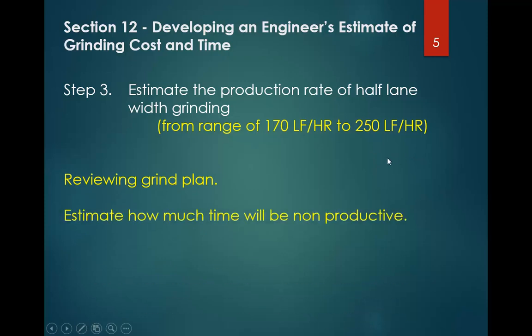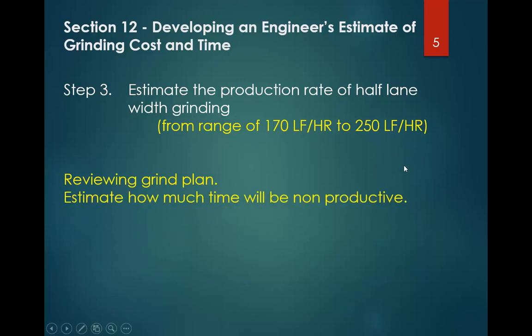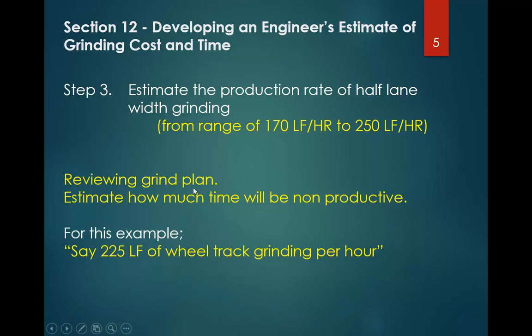So review the grind plan and estimate how much time will be non-productive. So we reviewed it and we said we have quite a bit of grinding going on, and there's not going to be a whole lot of non-production time. We're going to call it 225 lineal feet of half lane with grinding per hour. That's the production rate we're going to use for our estimate.